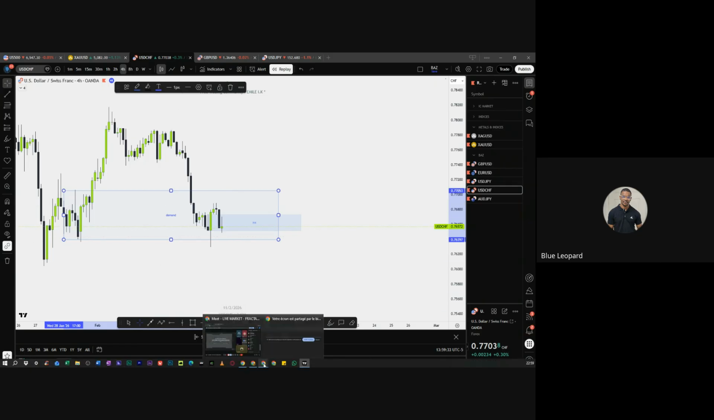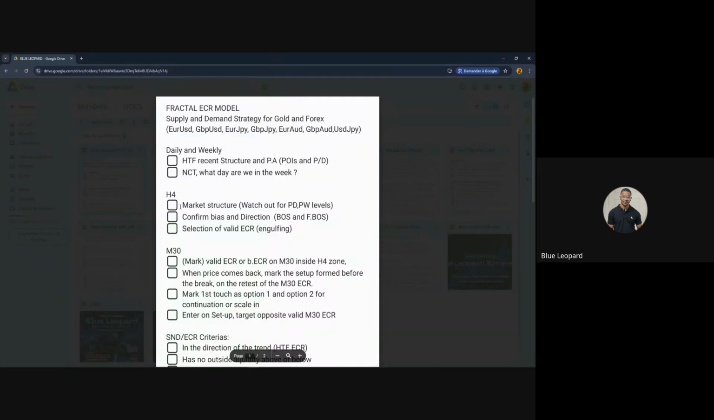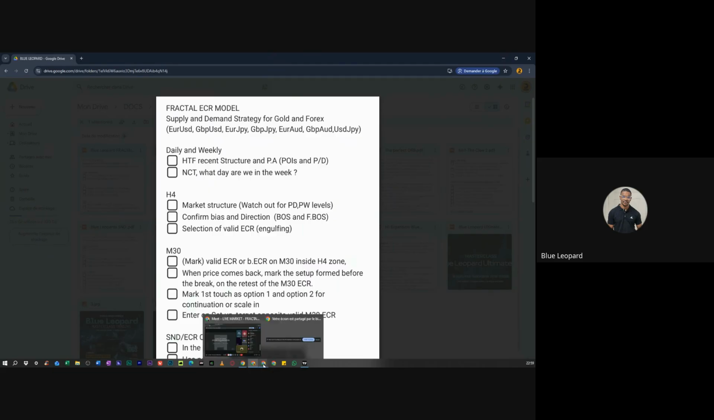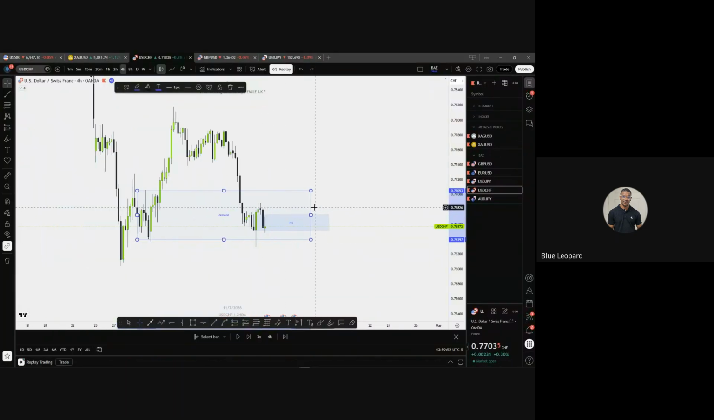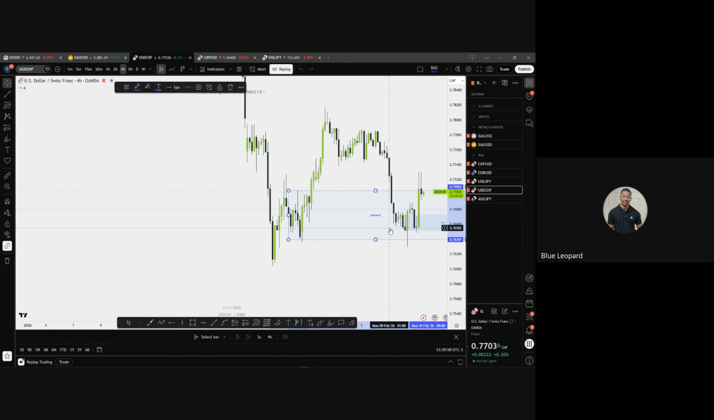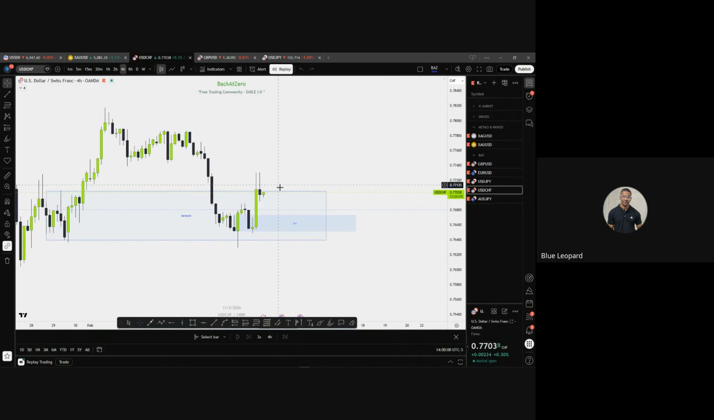Let's go back to the checklist so you can see. I will mark market structure, confirm bias and direction, selection of the ECR. How do you confirm your bias? The bias is simple. You just need to see if price will break an H4 level. And how do you see the H4 level?